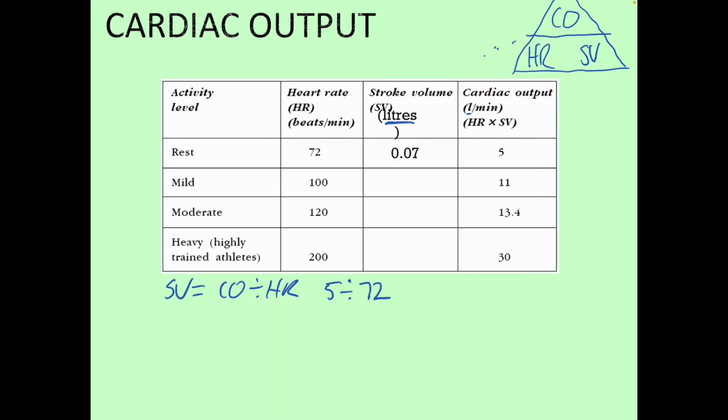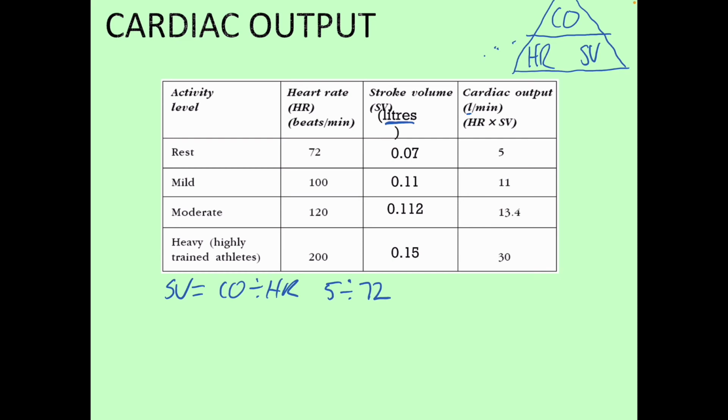Right, again, pause the video just now and work out the other 3 stroke volumes. So using the formula, stroke volume is cardiac output divided by heart rate. We would have 11 divided by 100 for mild exercise, which gives us 0.11. For moderate, we would have 13.4 divided by 120, which would be 0.112. And then for heavy exercise and trained athletes, we would have 30 divided by 200, which gives us 0.15.